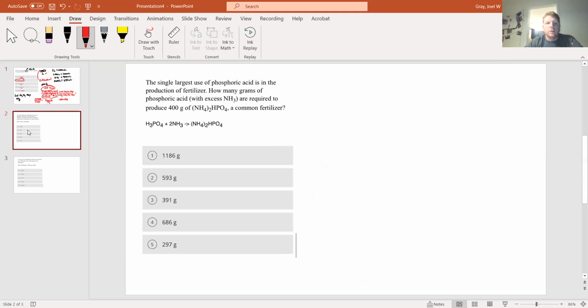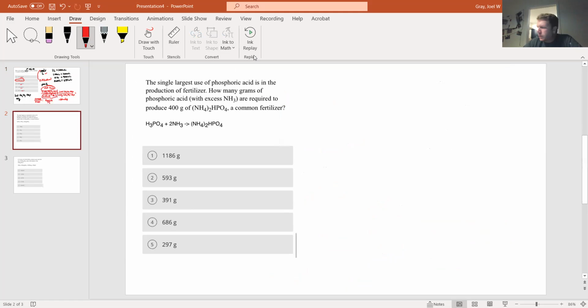All right, next up: the single largest use of phosphoric acid is in the production of fertilizer. How many grams of phosphoric acid with excess ammonia are required to produce 400 grams of (NH4)2HPO4, a common fertilizer?